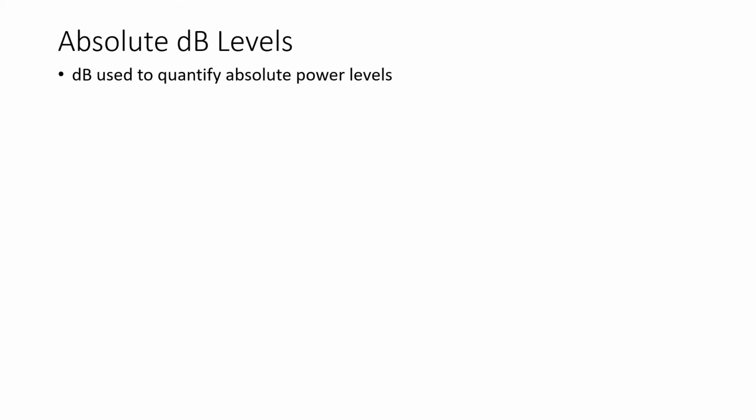Now, the examples we've looked at up to this point show the decibel being used to provide a logarithmic relationship between input and output. And again, either input power, input voltage, output voltage. But the decibel is also used to express absolute power levels.